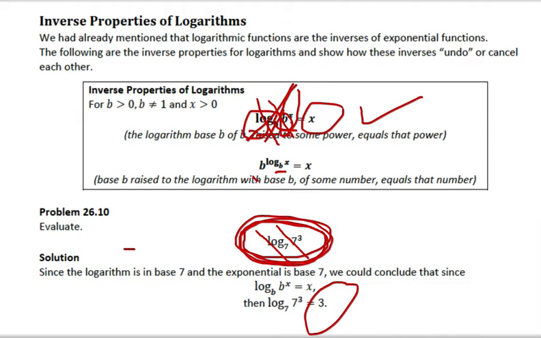Again, since we have both functions, the effects will cancel each other. So if we have the exponential function b raised to the exponent log b of x, the result will be x. So exponential b and log base b will cancel each other, and we will end up with x only.